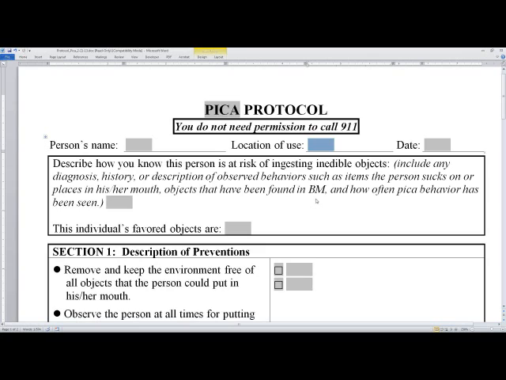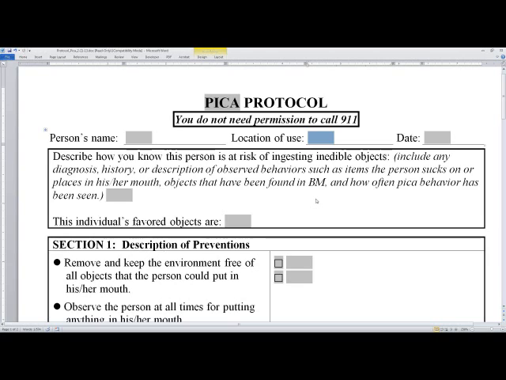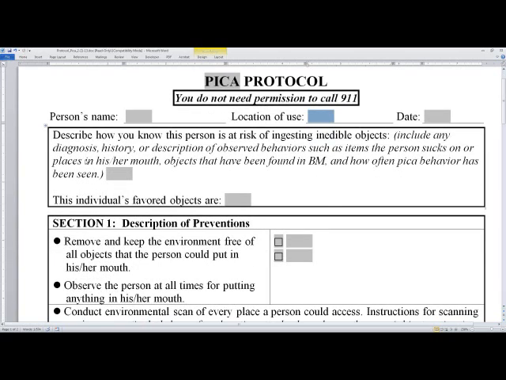So how do we know the person's at risk of ingesting inedible objects? So is there a diagnosis of Pica? Mention that here. Have you observed situations where the person places these inedible objects in their mouth, or they have a history of swallowing certain things? You're going to write that here, describe it. Have objects been found in their bowel movements? Describe how often it's been seen. If it was one incident, if it's something that seems to happen periodically, you give information here that helps people understand what they're looking for and why this is a problem.